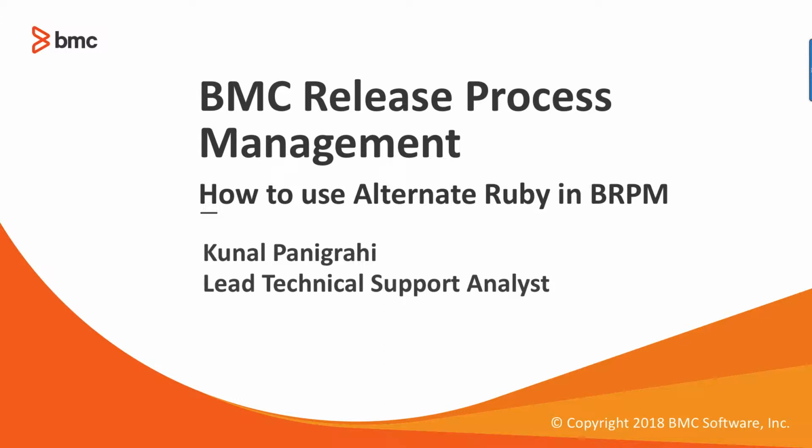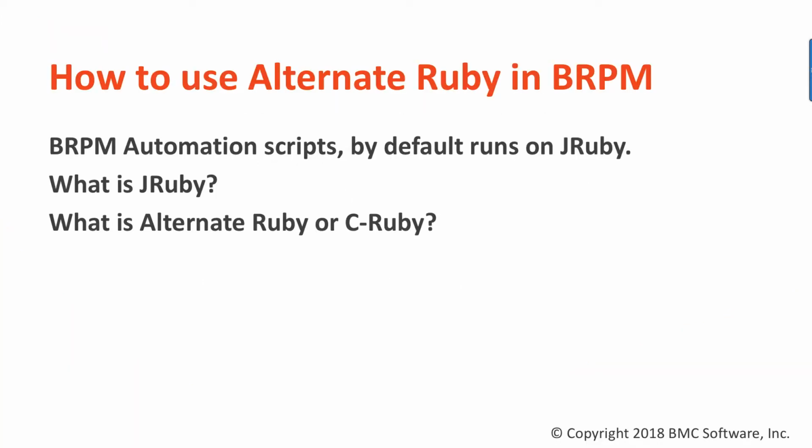In this video, I will show you how to configure BRPM to use alternate Ruby or CRuby for running Ruby-based automations. As you already might know, BRPM runs on Java Ruby or JRuby. JRuby is a Ruby implementation that runs on a JVM, whereas the standard Ruby is a C implementation. That's what I mean when I refer to CRuby.